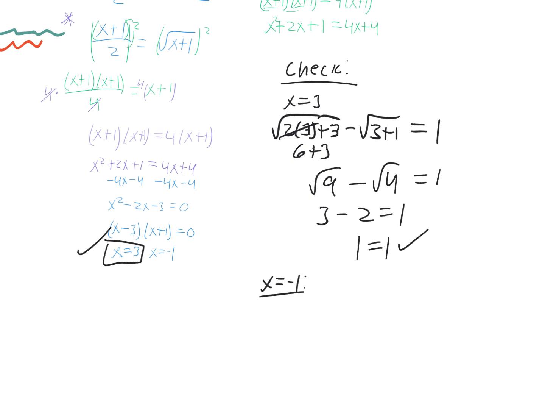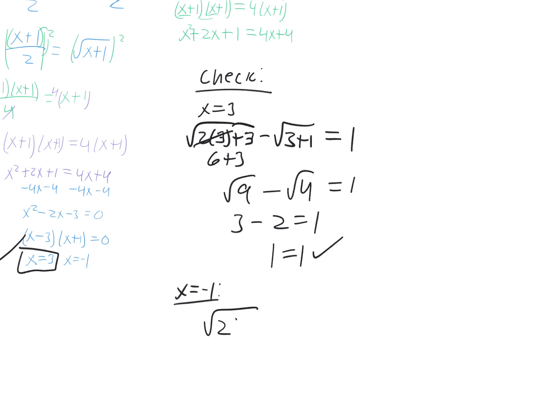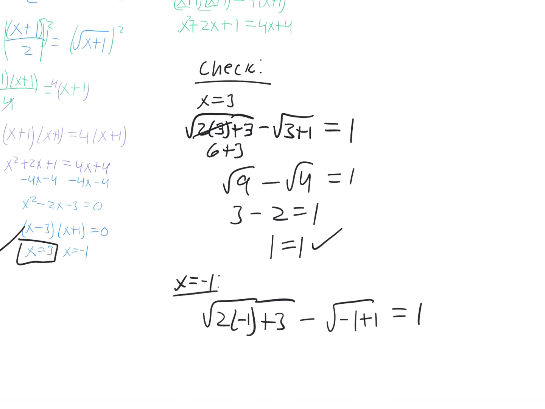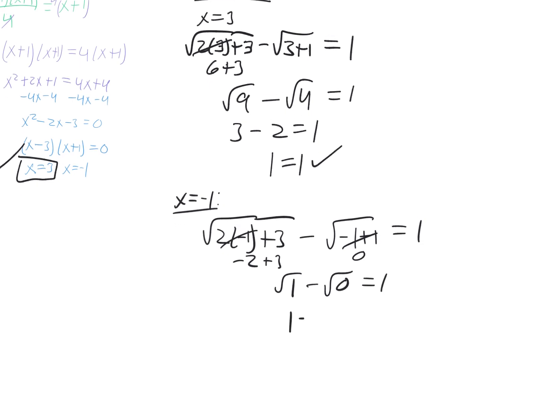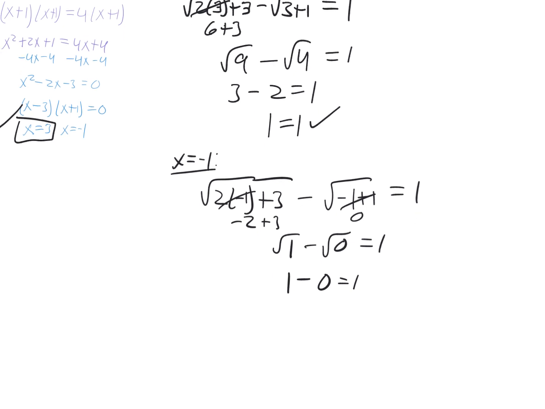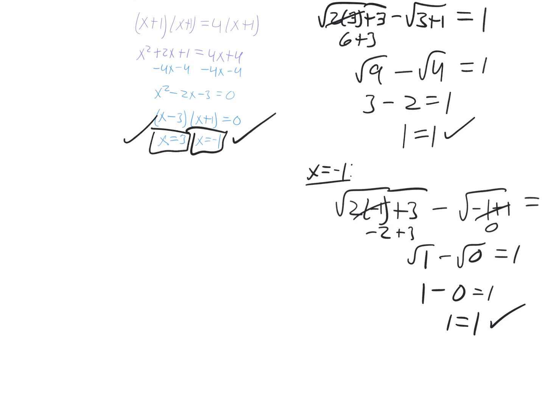All right, so plugging in negative 1 into our original equation, we get square root of 2 times negative 1 plus 3 minus the square root of negative 1 plus 1 equals 1. Negative 1 times 2 is going to get you negative 2, and negative 2 plus 3 is going to get you 1. So we get the square root of 1, and then negative 1 plus 1 is going to be 0. So we get square root of 1 minus the square root of 0 equals 1, and the square root of 1 is 1, square root of 0 is 0. So 1 minus 0 equals 1, right? This is also true. So both of our solutions work, all right?